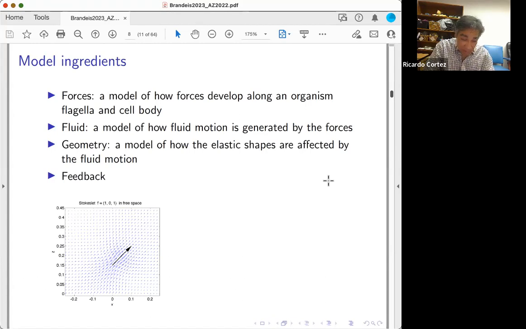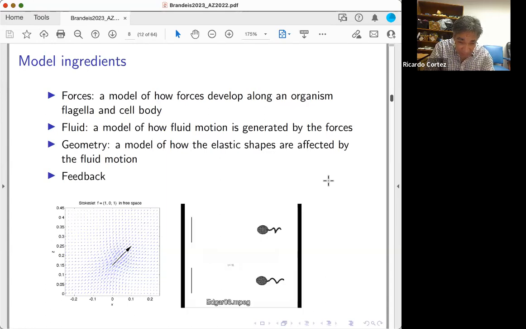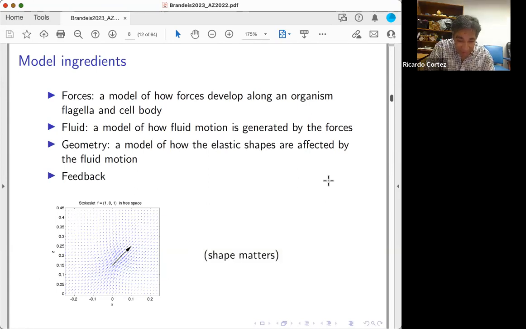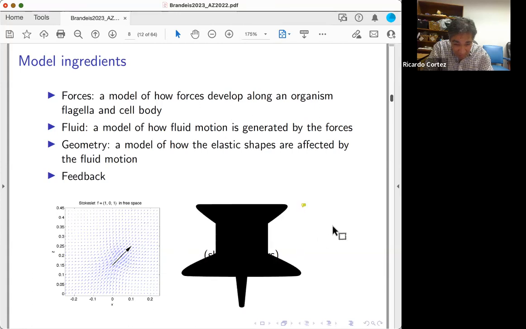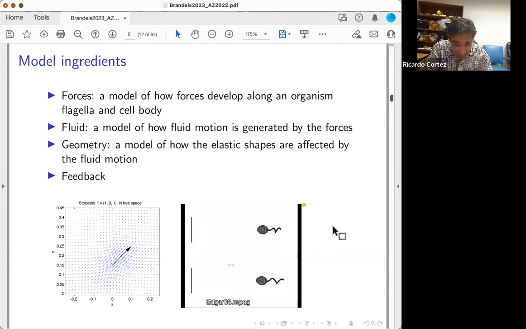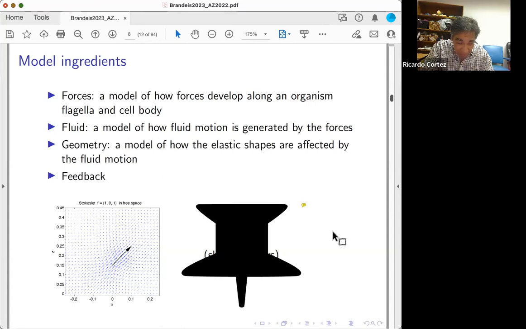I'm going to show you a quick little animation that was not done by me. It was done by one of the students that I work with. They're the same shapes, and the only difference between those two is the stiffness constant.